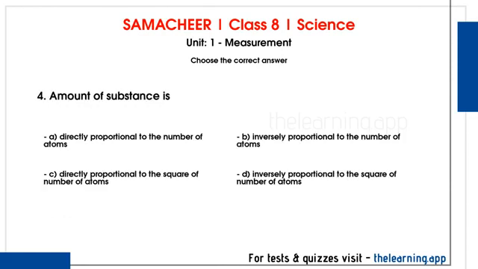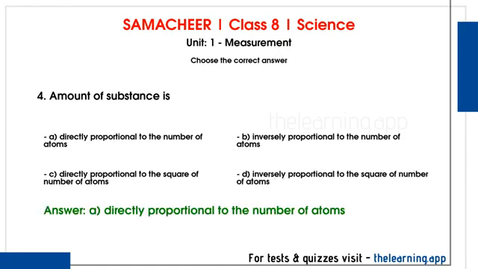Question 4. Amount of substance. Options are A. Directly proportional to the number of atoms, B. Inversely proportional to the number of atoms, C. Directly proportional to the square of number of atoms, D. Inversely proportional to the square of number of atoms. Correct answer is A. Directly proportional to the number of atoms.